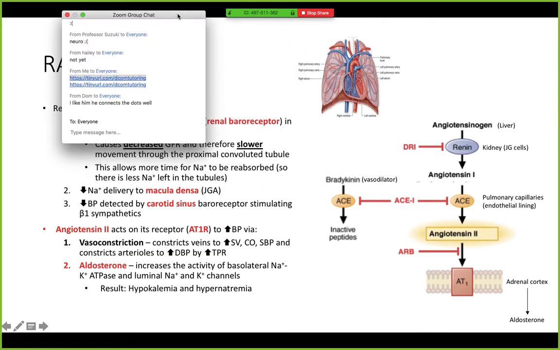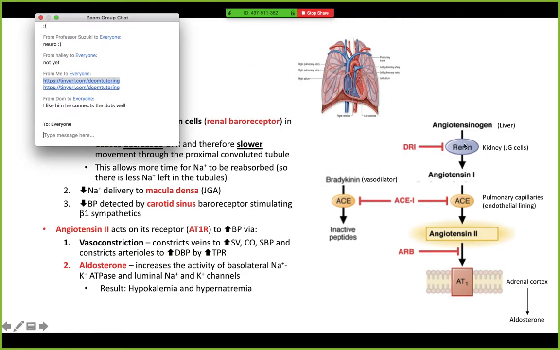All right, so let's walk through the flow over here. So you have renin, which is secreted by your kidney, specifically the JG cells. And renin is responsible for converting angiotensinogen, which is produced by the liver, to angiotensin 1. And then angiotensin 1 is going to travel to the lungs. And you have ACE, which is found on the surface of the endothelial lining of pulmonary capillaries. And ACE is going to convert angiotensin 1 to angiotensin 2.